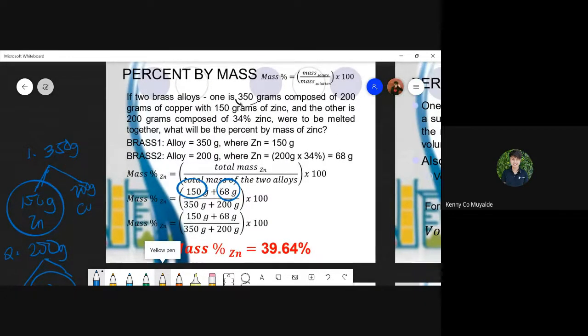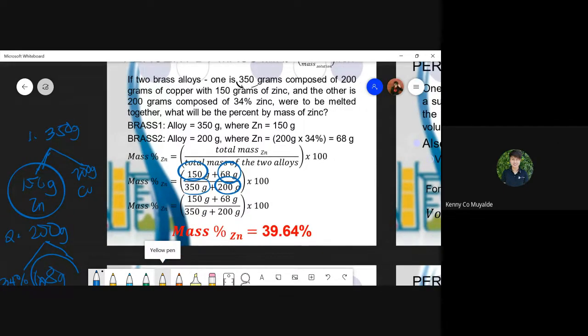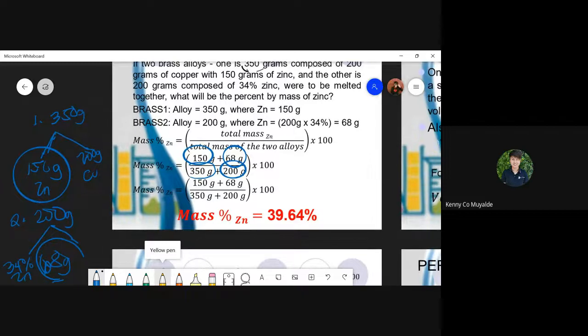Next naman, for the denominator. Ang denominator natin ay yung overall value or overall weight ng solution. So sa alloy number 1, 350 grams daw siya. Tapos si alloy number 2 ay 200 grams daw siya. So all in all, ang lalabas yan ay 150 plus 68 divided by the sum of 350 plus 200. So it will become 218 divided by 550 times 100. Your answer will become 39.64. So ganun lang kadali ang ating percent by mass.